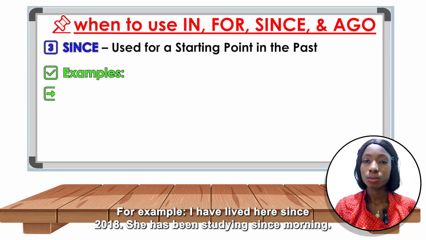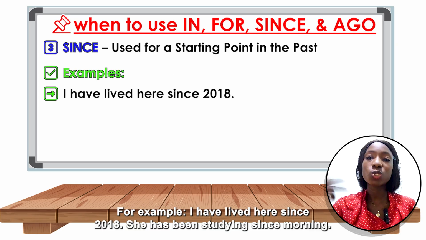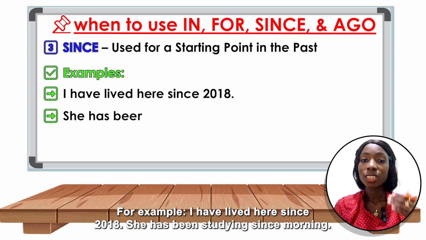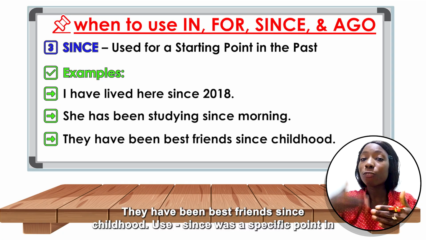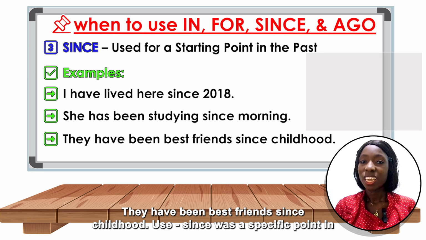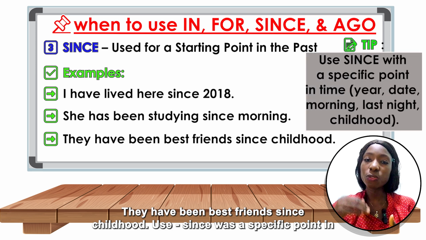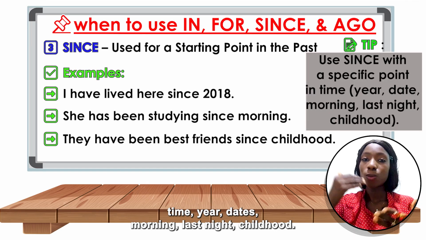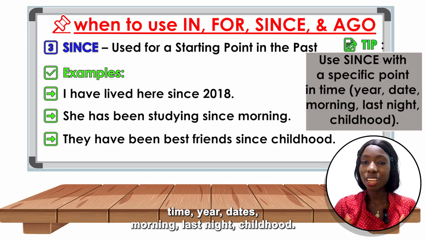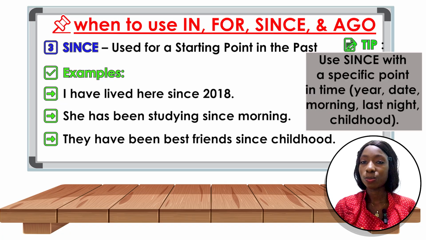For example, I have lived here since 2018. She has been studying since morning. They have been best friends since childhood. Use since with a specific point in time: year, date, morning, last night, childhood.